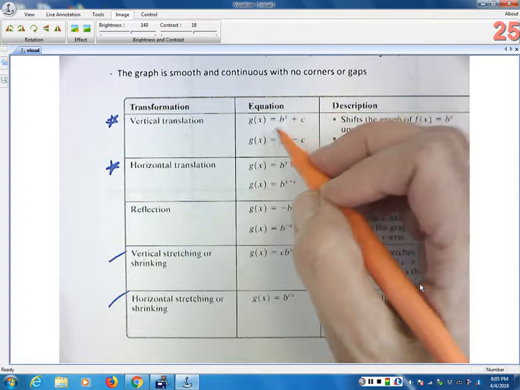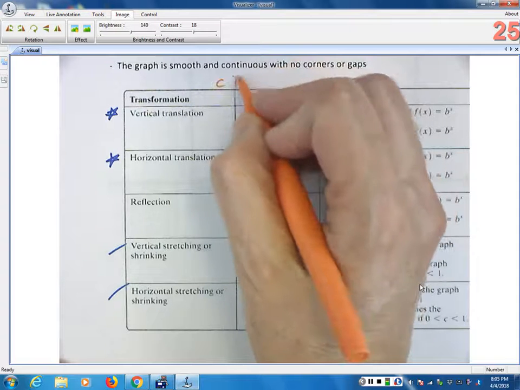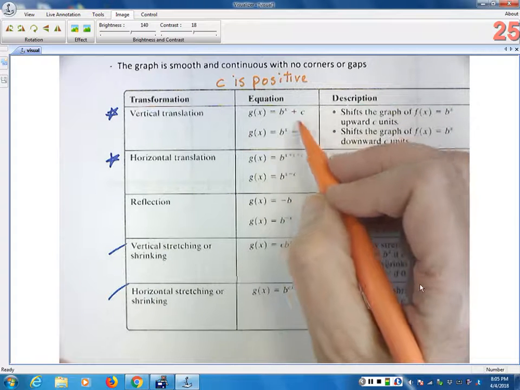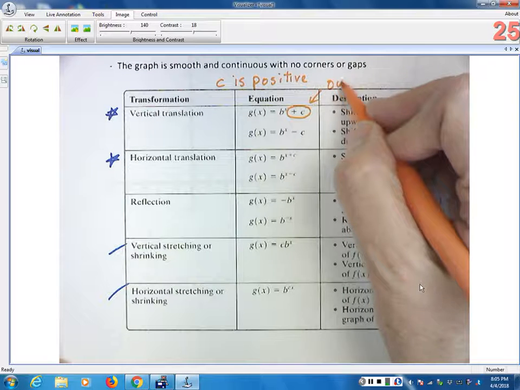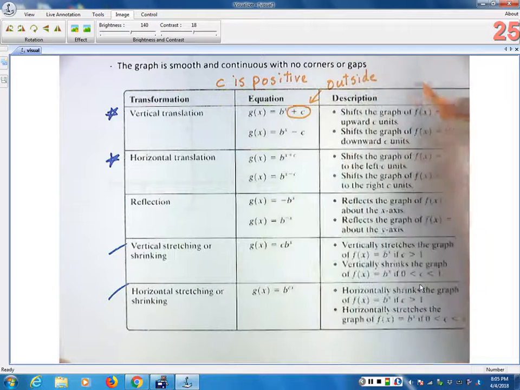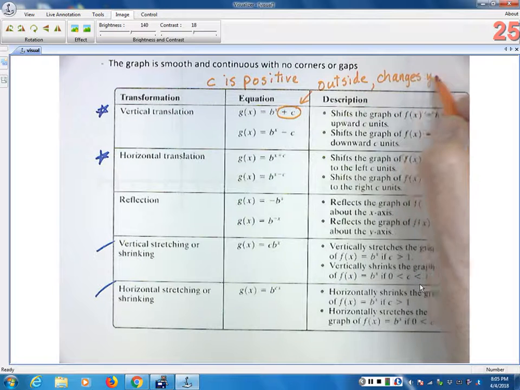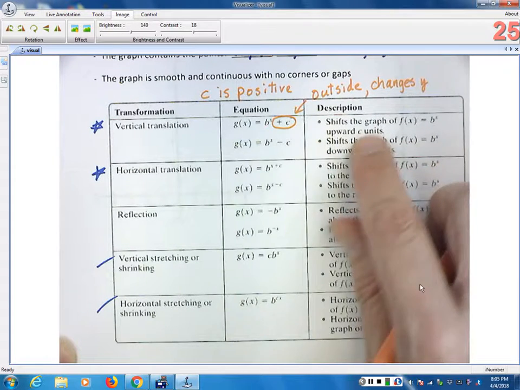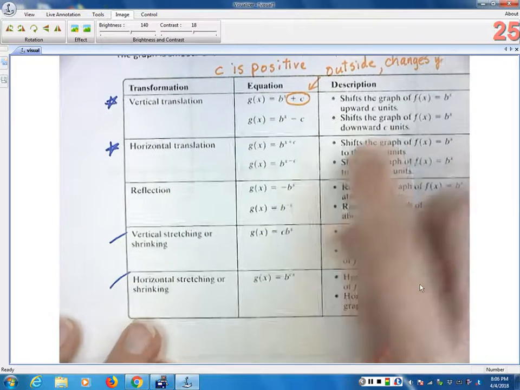Okay, so look at this. Remember, these are exponential functions. So if you're adding c, and c is a positive constant, and you're not up in the exponent, that's on the outside of the function. And if it's on the outside, it changes y, and it changes it in the direction you would think. If you add a positive c, it shifts it up c units. If you subtract c, it shifts it down c units. Okay, what about the next one?